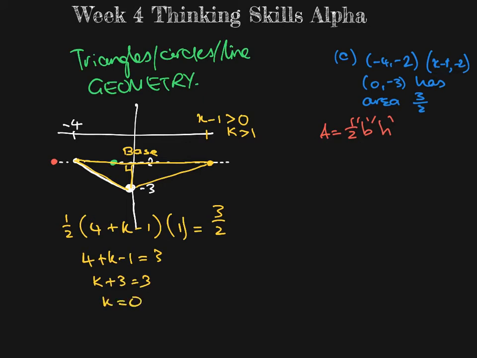Now, does that make sense? No, it doesn't. I said k was bigger than 1, and now I'm saying k is 0. So this doesn't make sense. The yellow triangle can't be right. Let's try the red triangle.